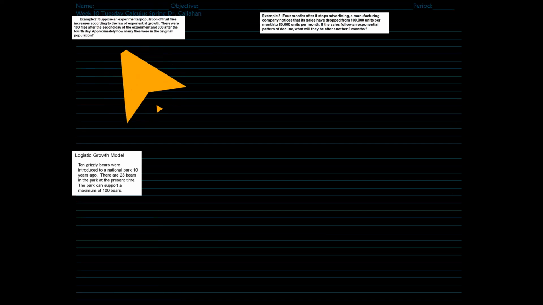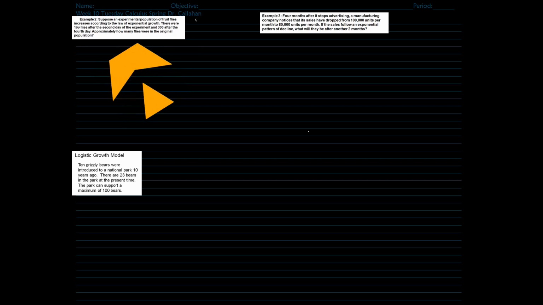Okay, so it says, suppose an experimental population of fruit flies increases according to the law of exponential growth. So if it's increasing, you know your k value is positive. There were 100 flies after the 2nd day of the experiment and 300 flies after the 4th day. So if this continues, approximately how many flies were in the original population? So you guys have points, right? And the first one is going to be time, and that's going to be in days.